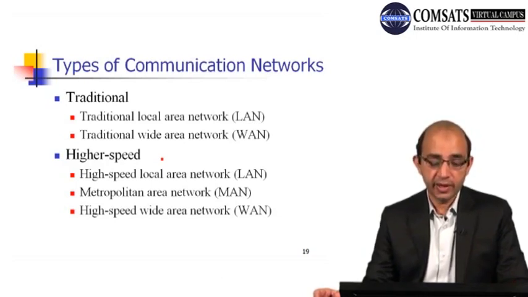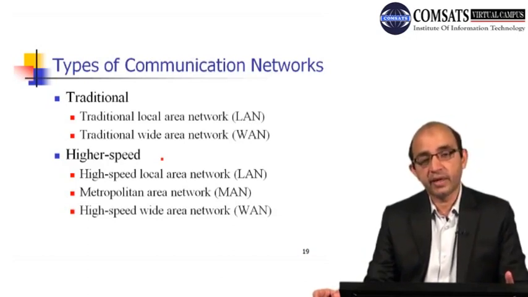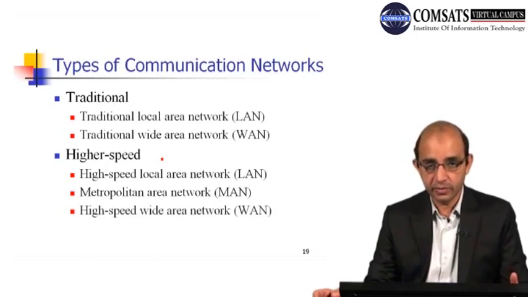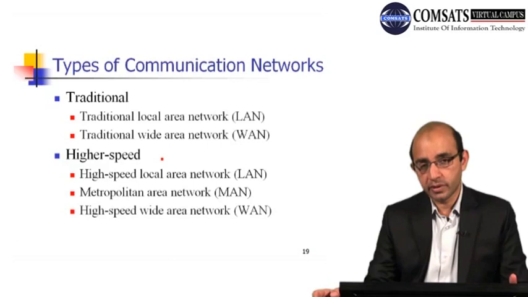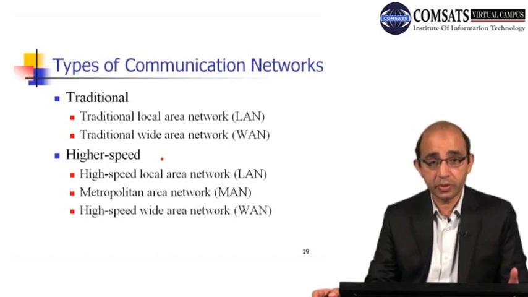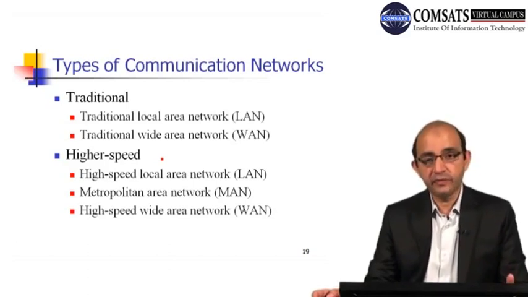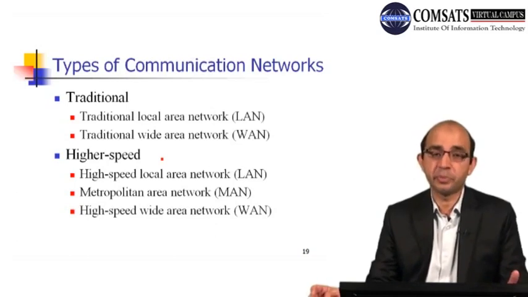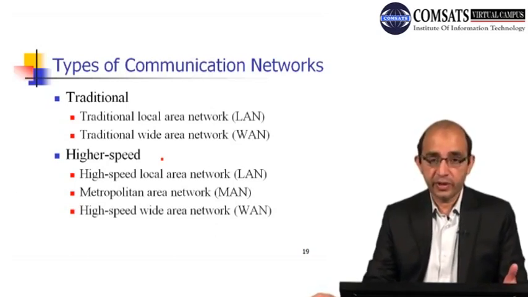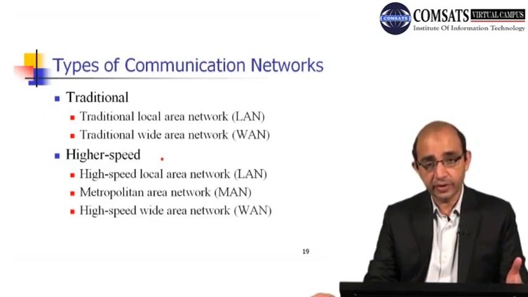LAN, that is called local area network, and then we have a WAN. So traditional LAN and WAN are, you can say, a bit older sort of infrastructure, and they support lower data rates. On the other side, we can have the same infrastructure but with the latest equipment, latest technology, and they support high data rate, and we name them high-speed local area network, and then of course MAN, metropolitan area network.